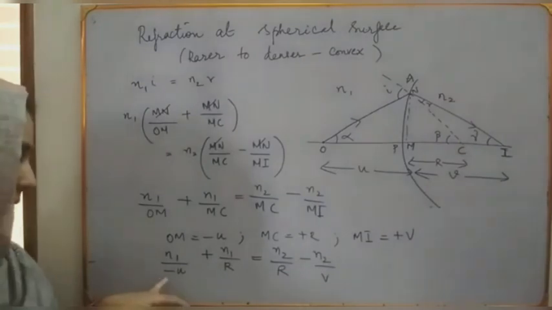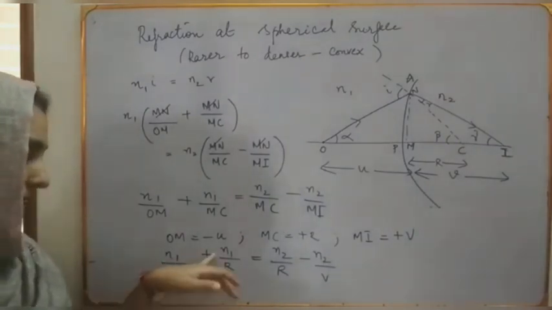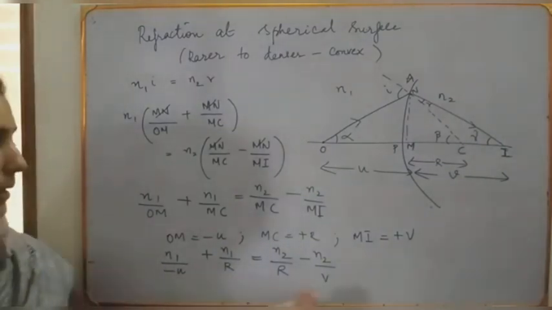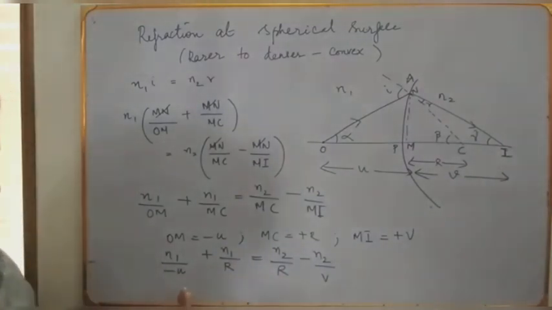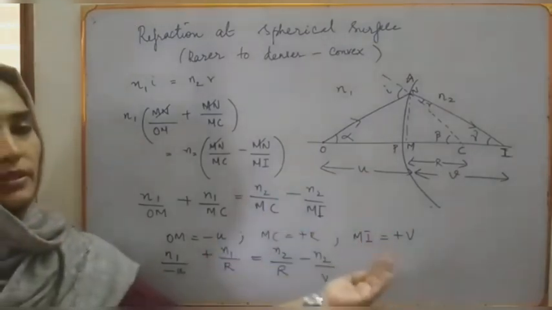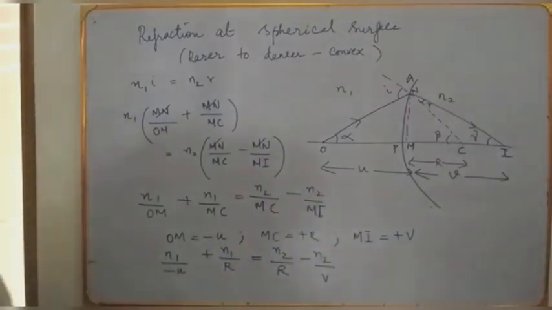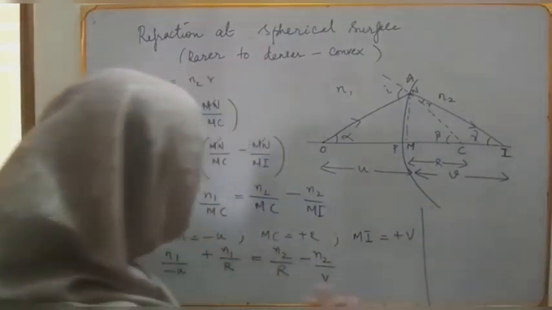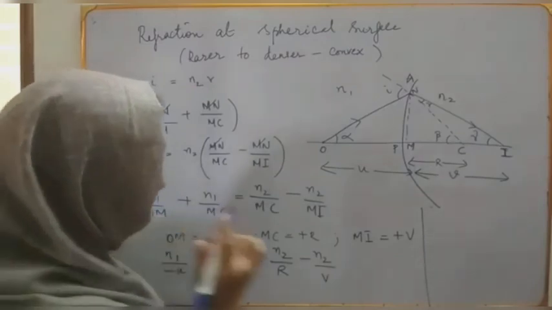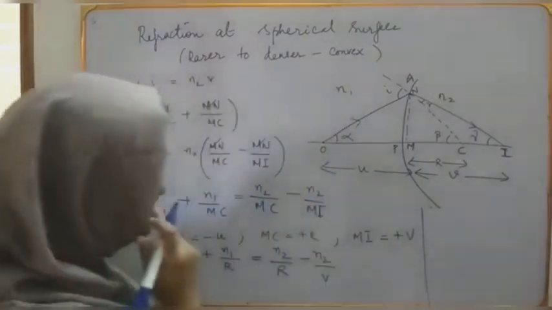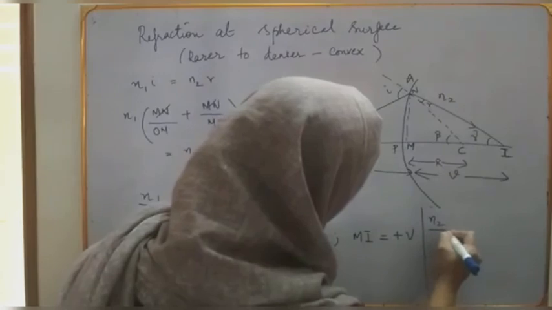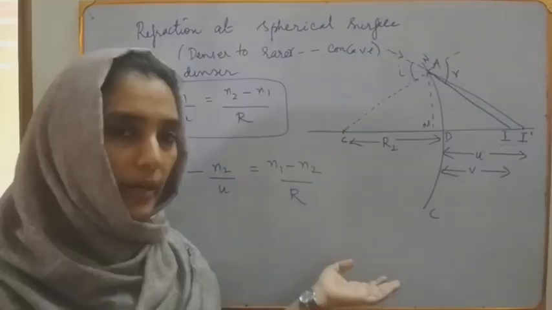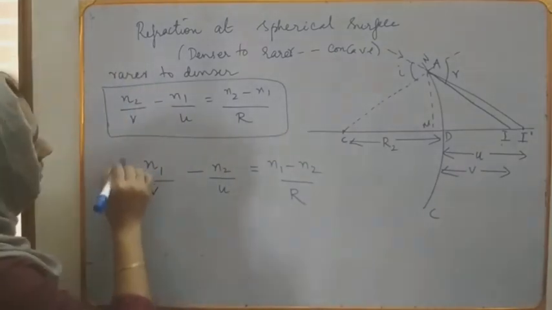Got it? So N1 by minus U plus N1 by R. Now what we are going to do is keep the image distance and object distance on one side, and the terms containing the radius of curvature onto the other side. I can put a small bar here to write the next part of the equation. After rearranging this, it comes out in this manner, that is N2 by V minus. So for problems, you can use these two equations.